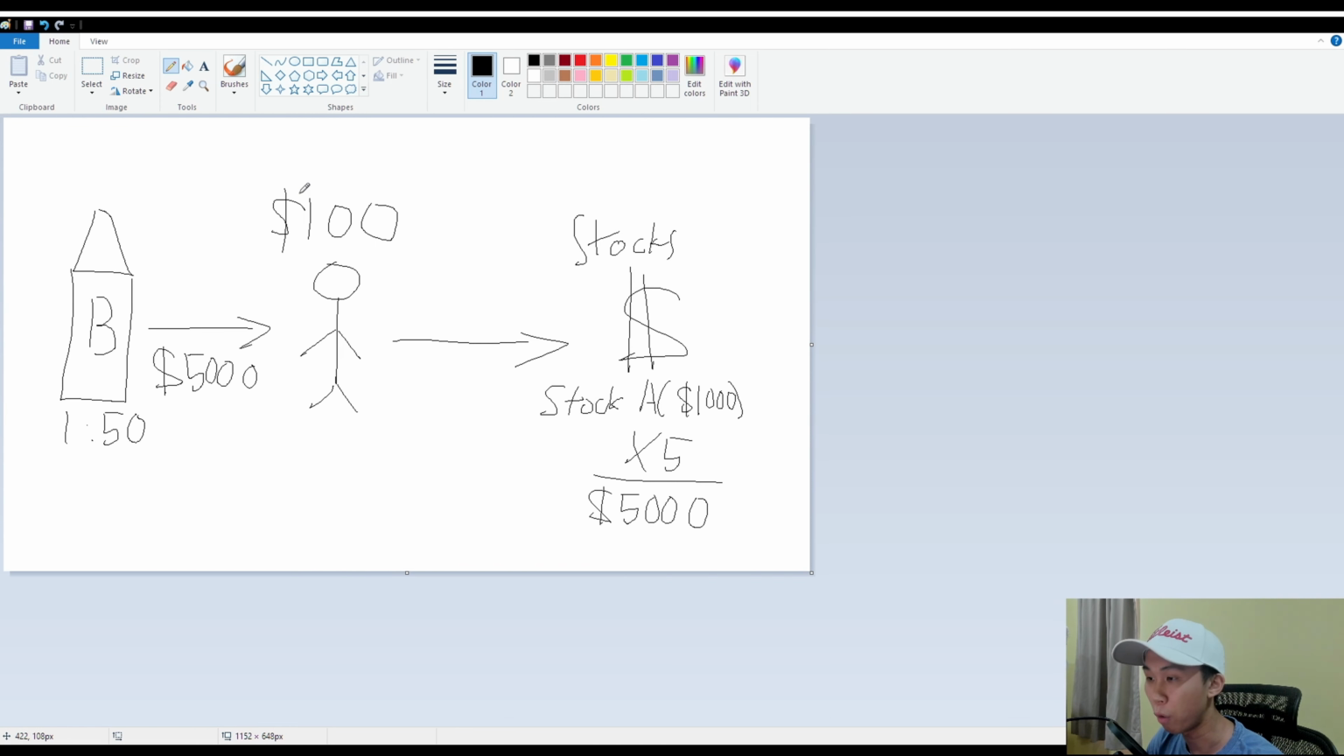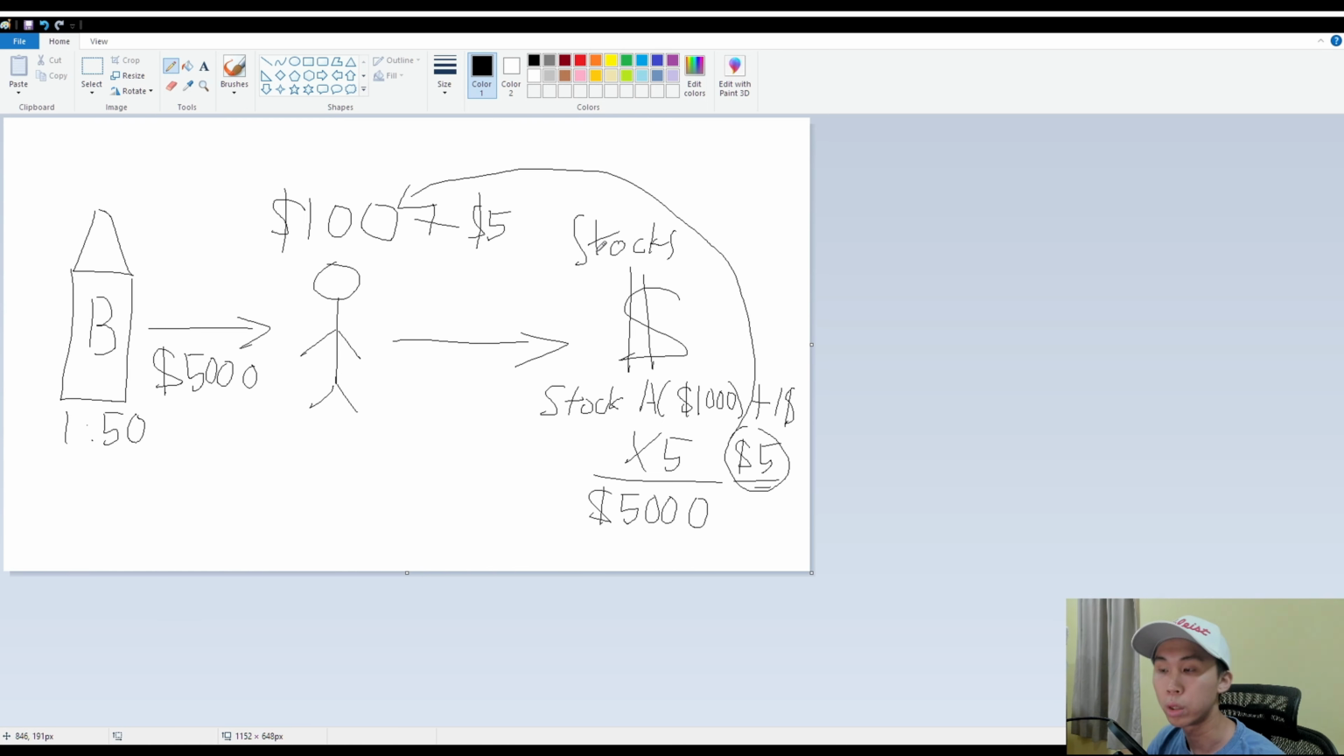Now, how do you profit? If stock A increases by $1 each, and you have 5 of them, it means that you have $5 in profit. So if stock A rises $1 in value and you have 5 of stock A, this $5 would be going into your pocket, which is increasing your $100 by 5.